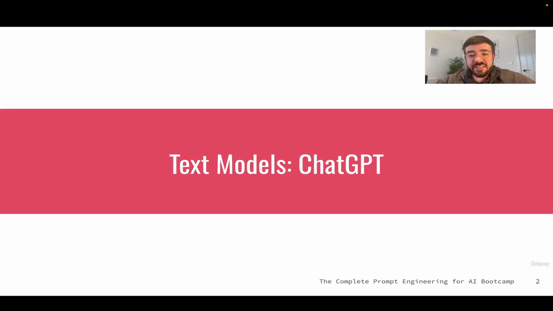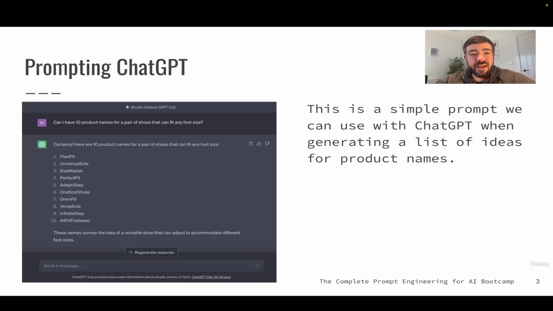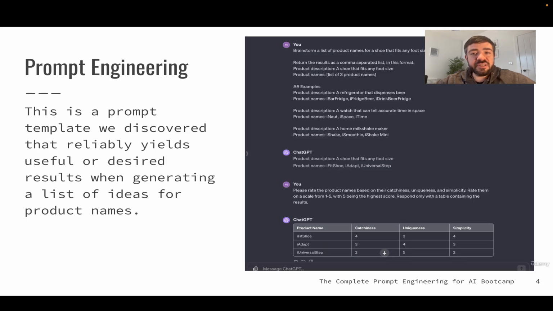Now, if we look at the text models, we have no evaluation in this case. We're just prompting ChatGPT. This is a simple prompt to get product names that can fit any foot size. Whereas when we're prompt engineering, we really want to focus on running the prompt multiple times. And we don't just want to run it once. Like I've tested this template hundreds of times just to see how often it fails. And then I've iterated on it since then.